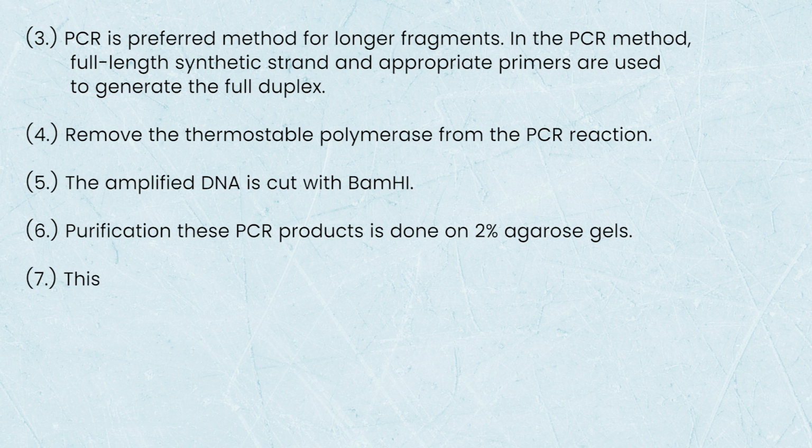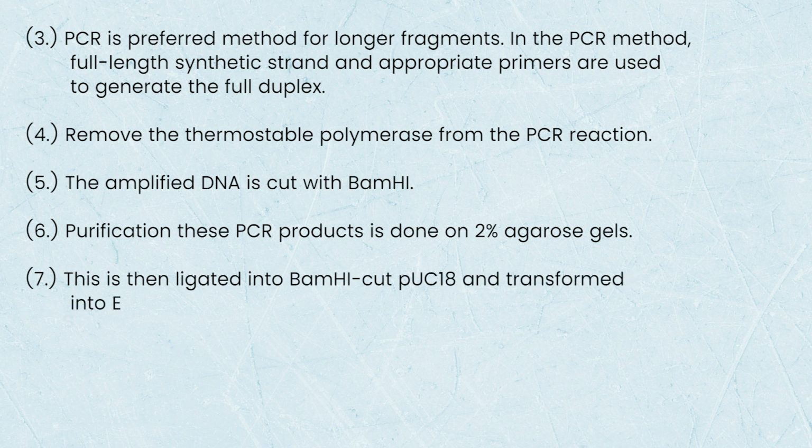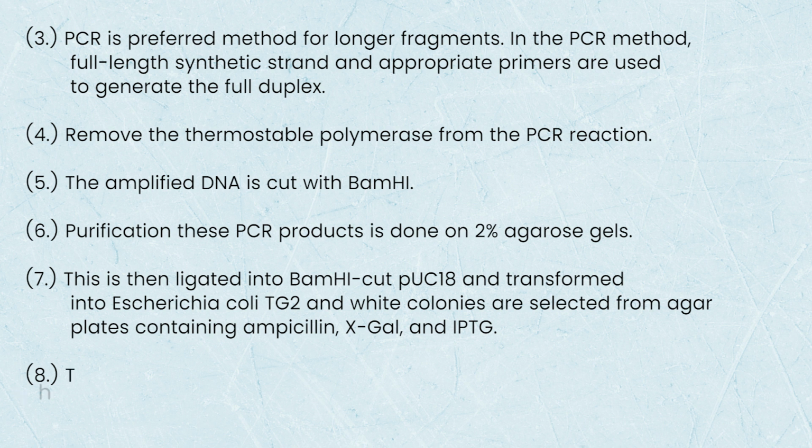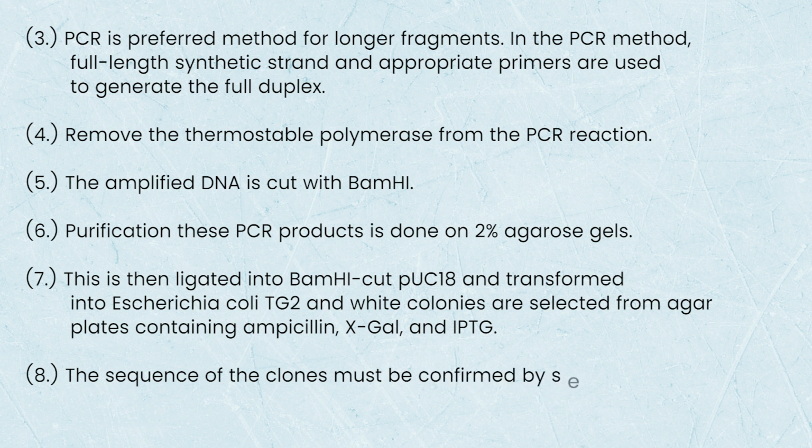In the seventh step, this is then ligated into BamHI cut pUC-18 and transformed into E. coli TG2, and white colonies are selected from agar plates containing ampicillin, X-gal and IPTG. In the next step, the sequence of the clones must be confirmed by sequencing.